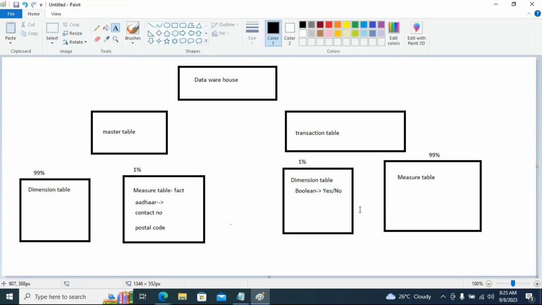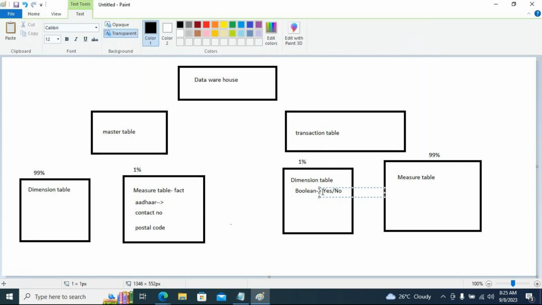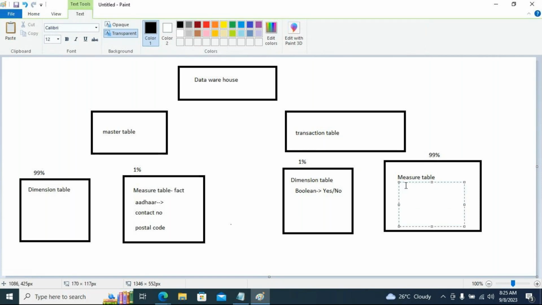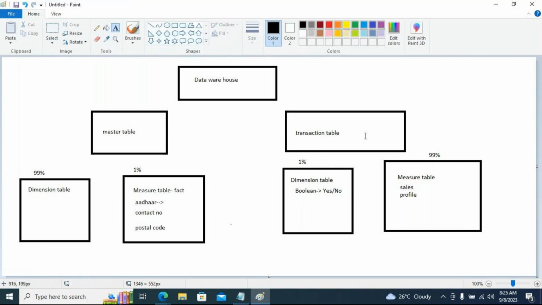It is defined with a string data type. The data is stored as a string, but it still acts as fact information. Such information will be part of transaction tables. In the remaining cases, the data will be part of measure tables. As usual, what are the measures? If you take a sales business, such measure values will be part of these transaction tables.